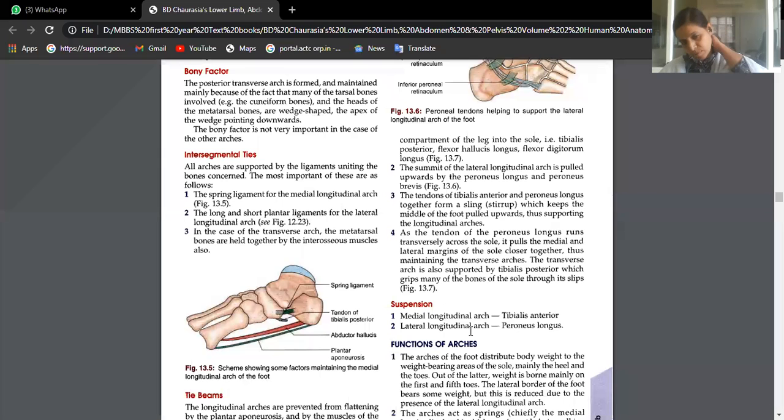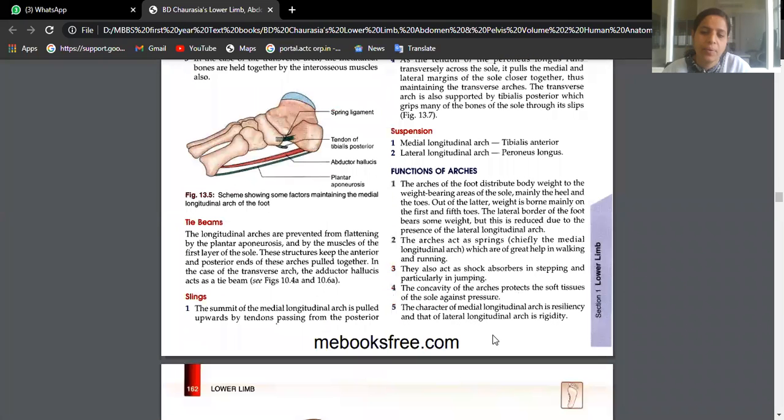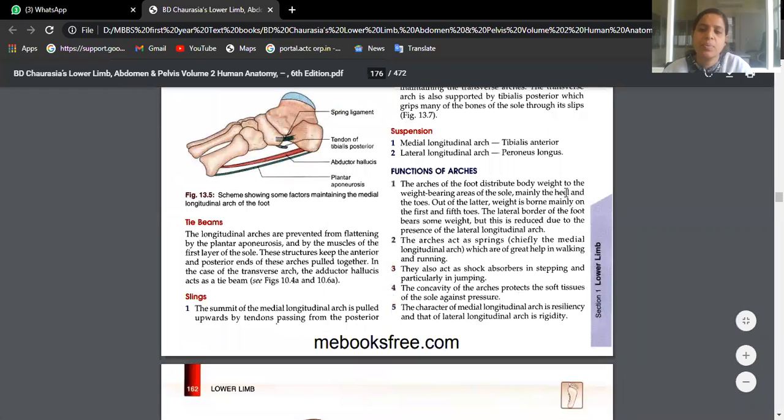Okay, so now those are the arches. Now what are the functions of these arches? Arches distribute body weight to the weight-bearing areas of the sole, mainly heel and toes. These are the main weight-bearing areas.